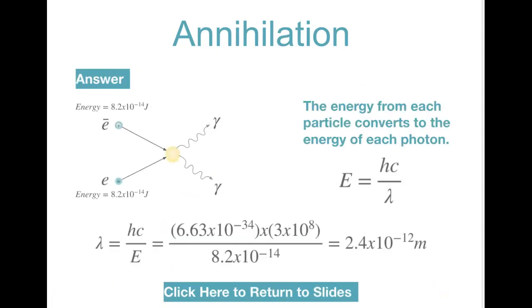Okay, so you know that hf equals energy, but the frequency is not what we're looking for. We're looking for wavelength. So wavelength would be the speed of light divided by the frequency. So wavelength equals Planck's constant times the speed of light divided by the energy. You should get 2.4 times 10 to the minus 12. If you don't understand what's just happened here, stop and call me over.